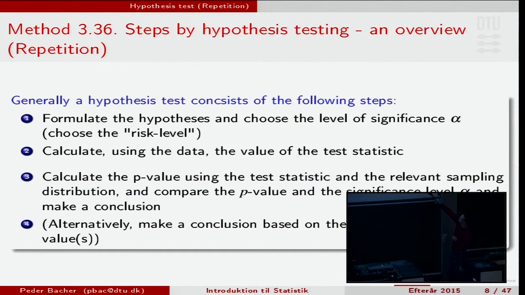Then we want to calculate, using the data, the value of the test statistic, which, since we do a hypothesis test of the mean, uses the t-distribution. So we will calculate an observed t-value in this case. But it could be another value in different settings, which we will also do later. We call it the test statistic. And then we calculate the p-value, compare that with the significance level, and make a conclusion. Alternatively, you could do that with the critical values or the confidence interval, as we will see.